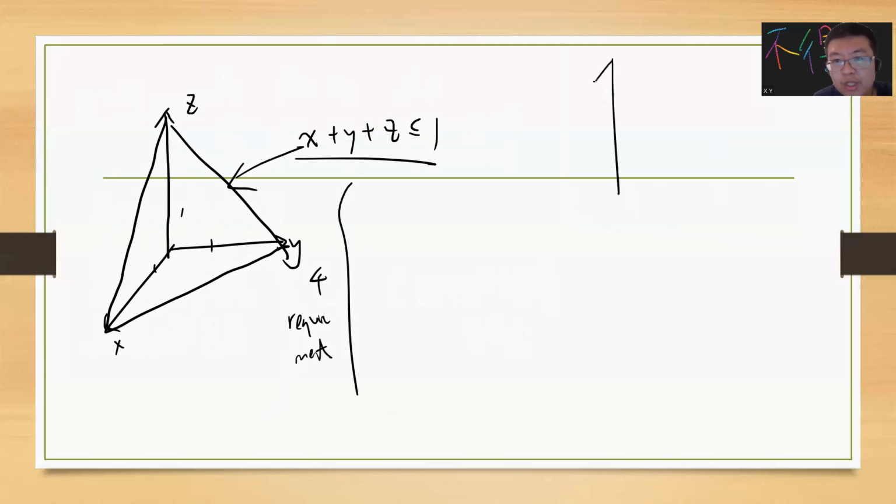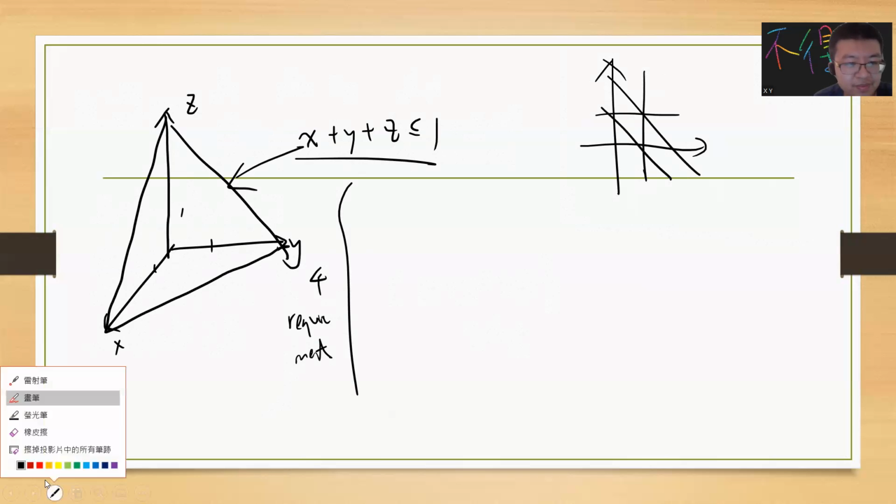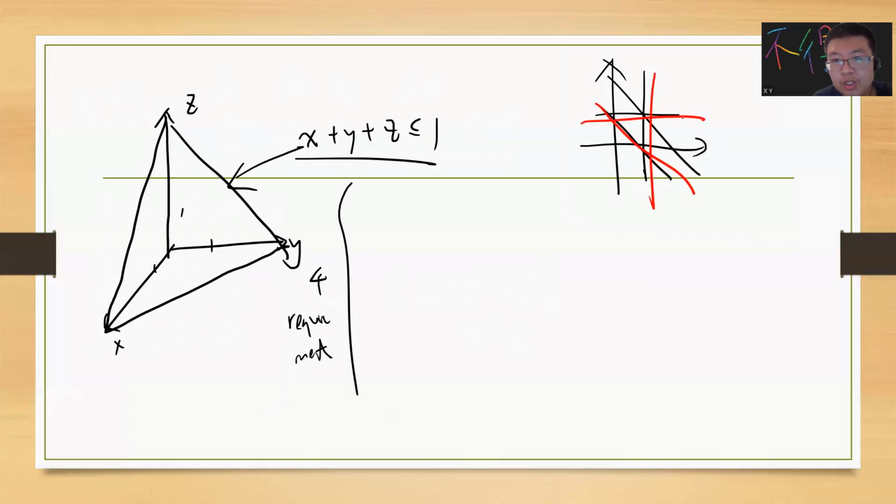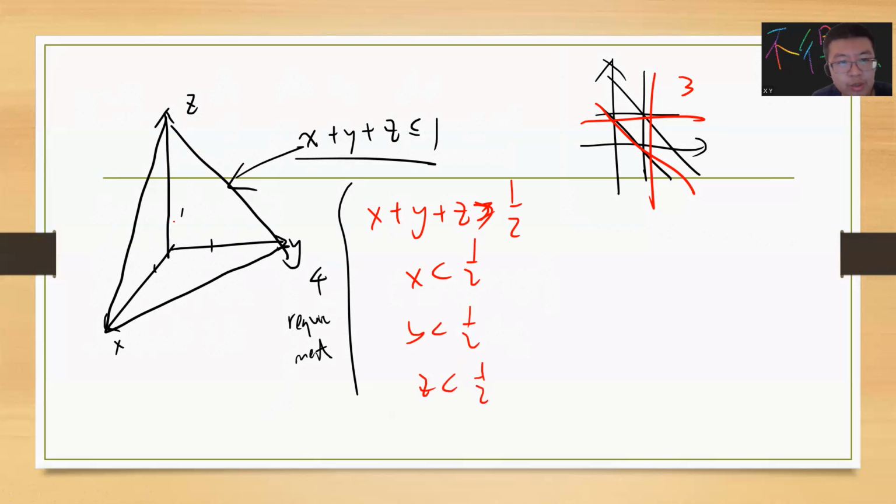Okay, so notice that comparing to the 2-dimensional case, we have three requirements. In this case, we have 4 requirements, which is x plus y plus z greater than half, and then x less than half, y less than half, z less than half. So you can imagine that you have this small region, half, half, half. And you have x less than half, which is this one, and y less than half, z less than half.